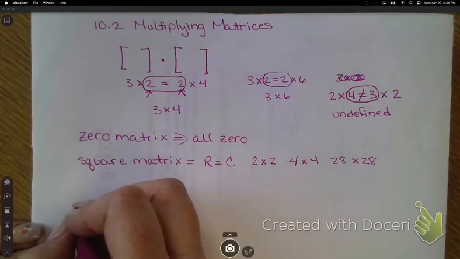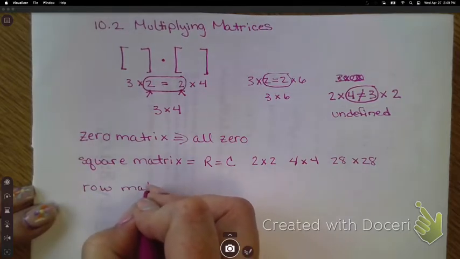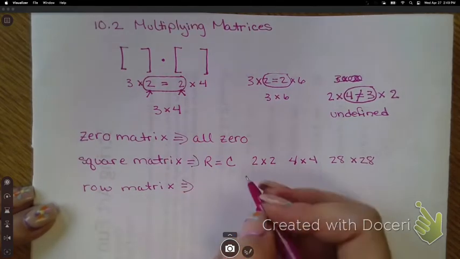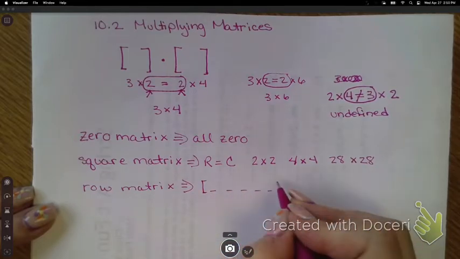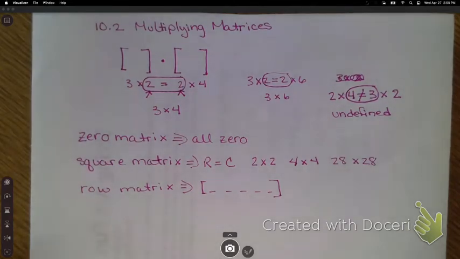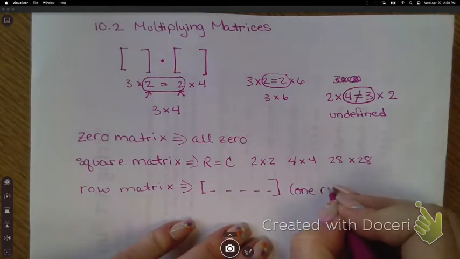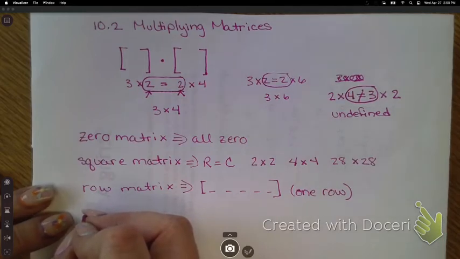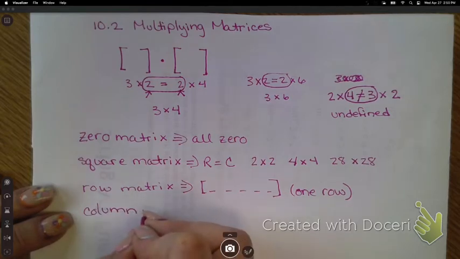A row matrix has just one row. It can have any number of columns, but it just has one row. Then a column matrix has one column.